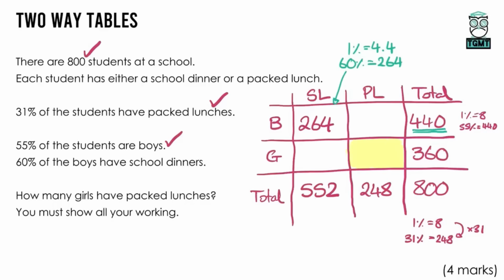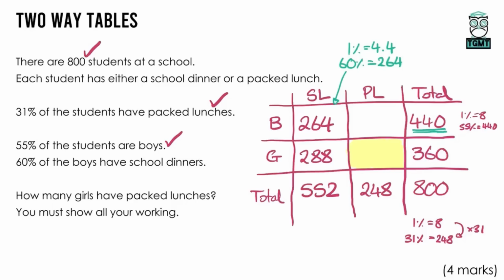We can now work out how many girls had the school dinners, because there were 552 students that had school dinners. 264 of them are boys, so that means 288 of them were girls. We can now go straight across. We actually don't need to find the packed lunch for the boys. You can do if you want. It doesn't say that we had to complete a table. We just need to find that highlighted box there.